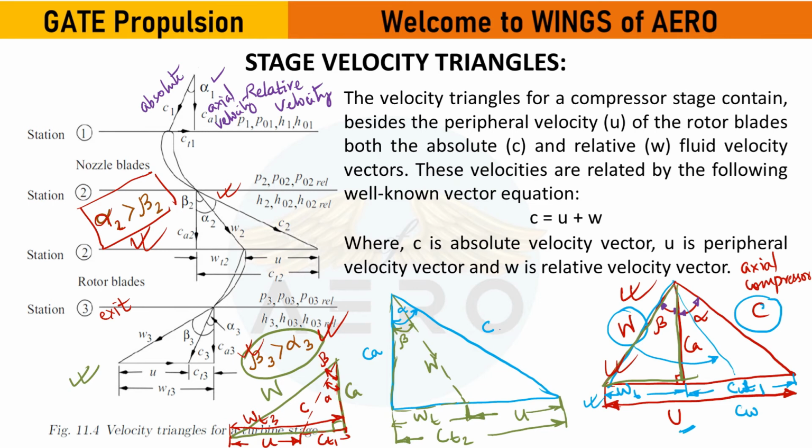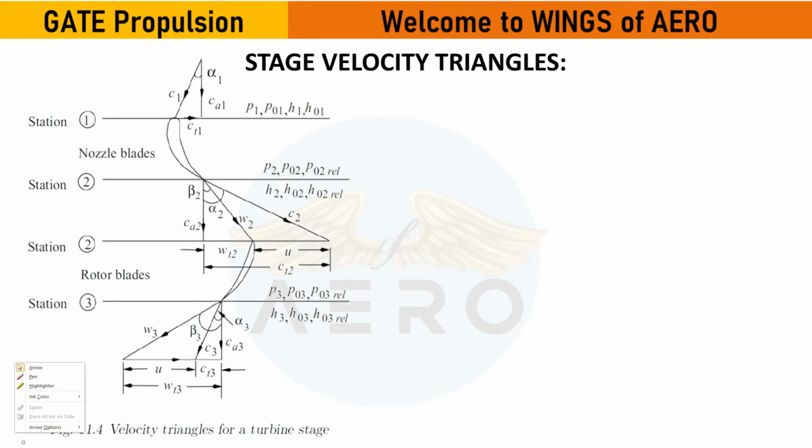Got it? Now let's see in this triangle what we can bring to a conclusion. What are the mathematical relations that we can bring into the picture, right? Now let's consider only the rotor blade alone.